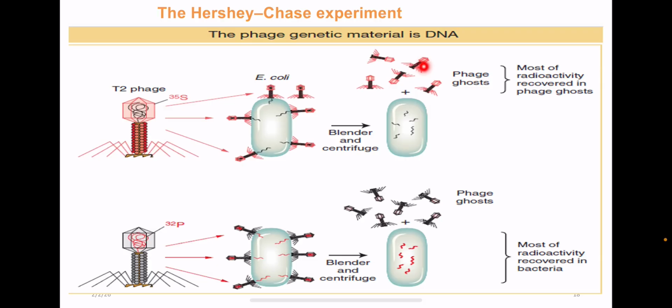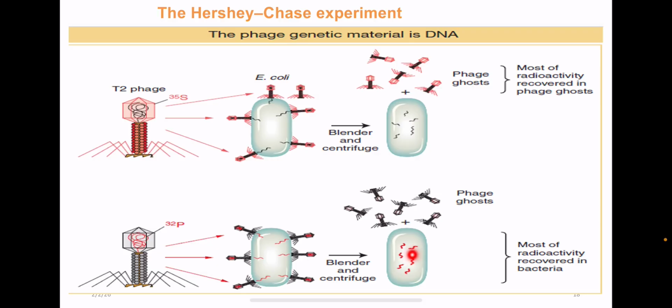So what they found was that most of the radioactivity was in the phage ghost, that is outside the E. coli cell, and not in the E. coli cell. So the conclusion from this is that the proteins, which were the labeled ones, do not enter the bacterial cell. So when a virus infects a host organism, the proteins do not enter the host cell. Hence, protein is not the genetic material.